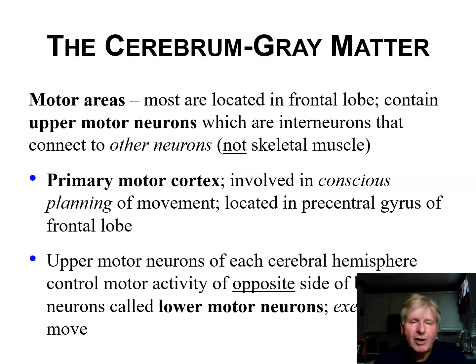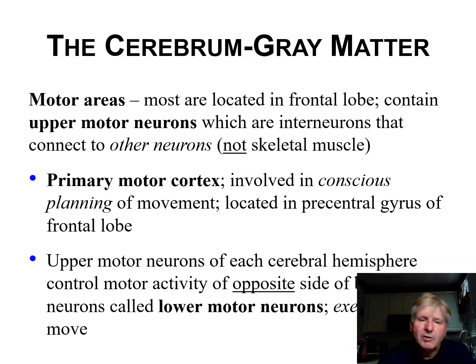So motor areas, these are mostly found in your frontal lobe of the cerebrum. They contain the upper motor neurons, which are all classified as interneurons that connect to other neurons. They do not connect to the skeletal muscle cells. That's why they're referred to as upper motor neurons. The neurons that actually contract the skeletal muscle would be referred to as lower motor neurons. And we use these distinctions many times to characterize certain diseases of the nervous system. Like an upper motor neuron disease would be a disease that maybe affects the brain. When a person has a brain tumor, they'll have upper motor neuron symptoms.